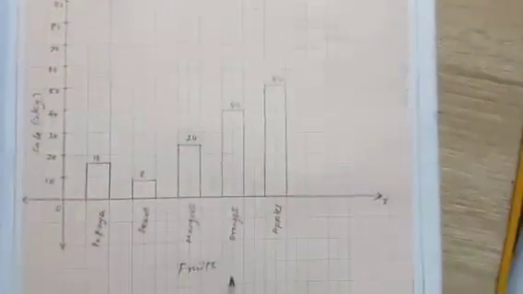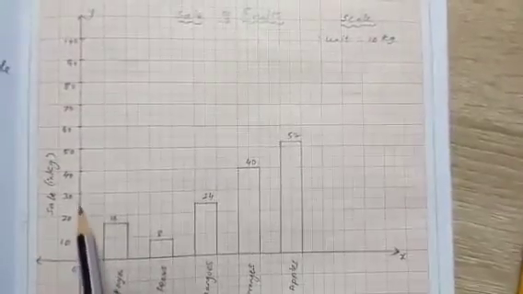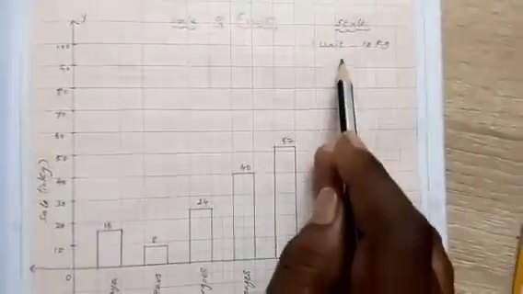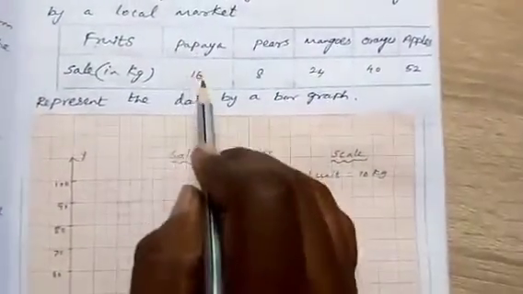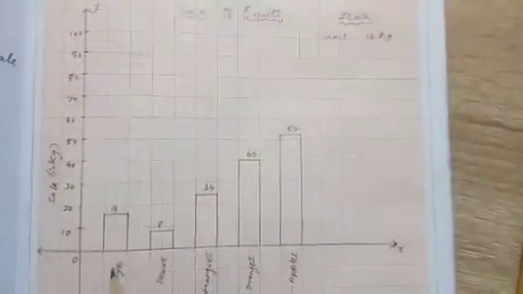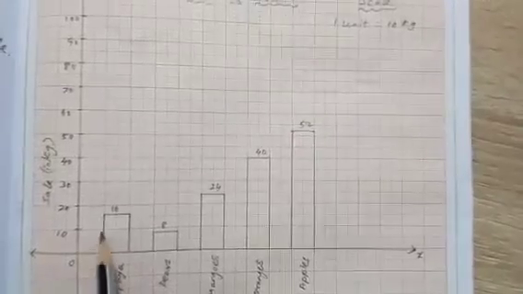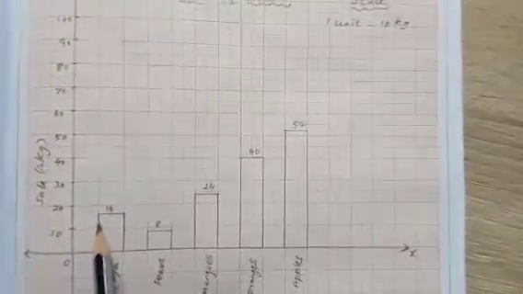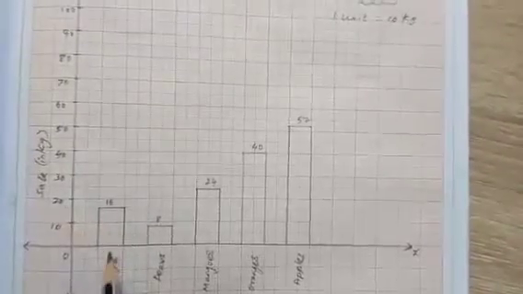So here the x-axis is fruits, then the y-axis is sale in kilogram. So x, y, and this is the origin. 10, 20, 30, 40, where 1 unit is equal to 10 kilogram. So draw the bar graph. The first one, papaya, is 16 kilogram. So draw the bar at 16 kilogram: 10, 11, 12, 13, 14, 15, 16.